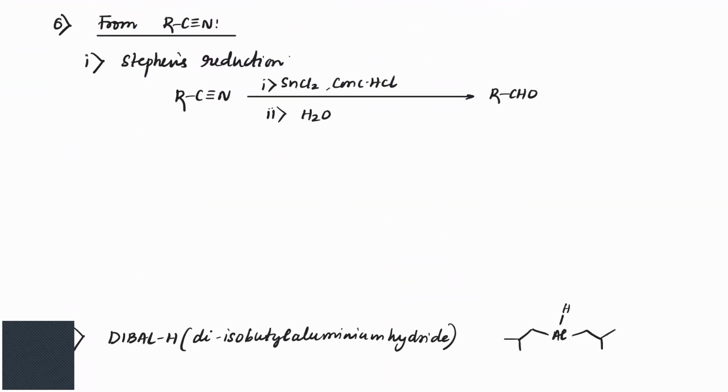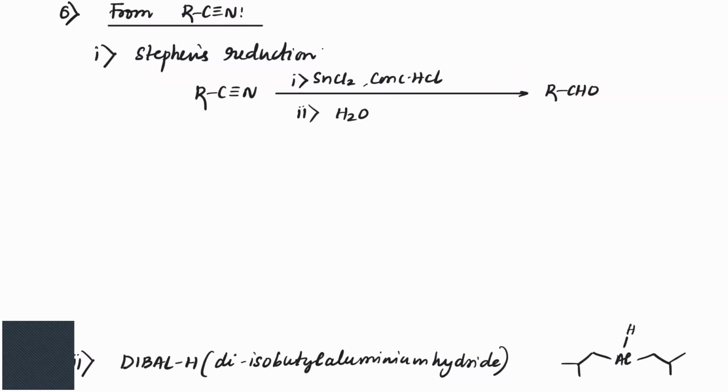Next. From cyanides, how do we get aldehydes? Right? There are multiple reactions. The first of a kind is Stephen's reduction. Stephen's reduction is when we take cyanides or nitriles and convert that into aldehydes. Well, how are we doing that? Check. We have SnCl2 plus 2 moles of HCl. Tin will undergo oxidation. So it will convert to SnCl4 and 2 moles of nascent hydrogens.